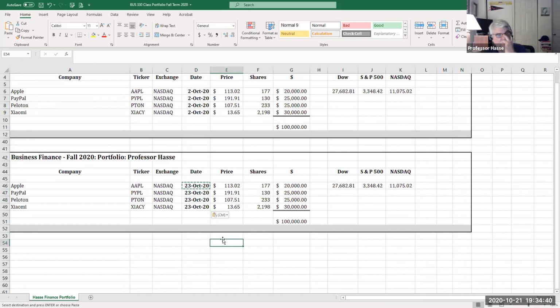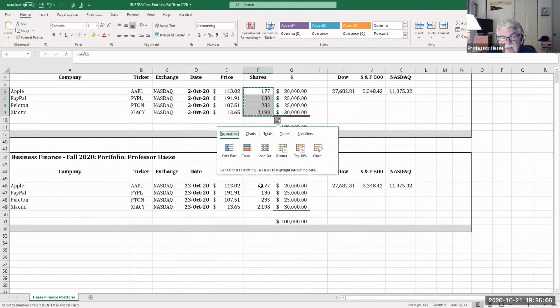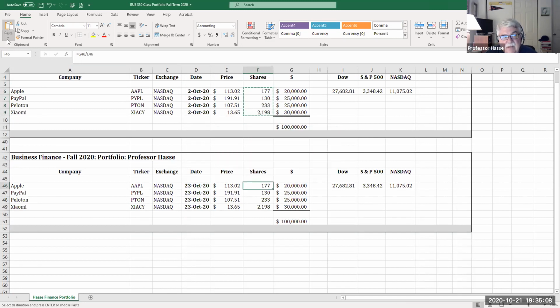And the next thing I got to do is remember, from my original portfolio, I had a formula here. Price divided into the investment. And that formula is still here. Well, I don't want to do that anymore because my shares value is going to be set for the entire term of our class. So what I want to do now is go up here and take these cells and copy them, Control C, and bring them down here and go to paste values. So I just want to paste values.